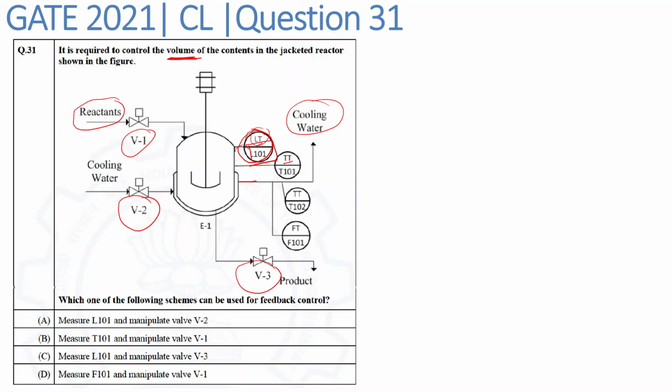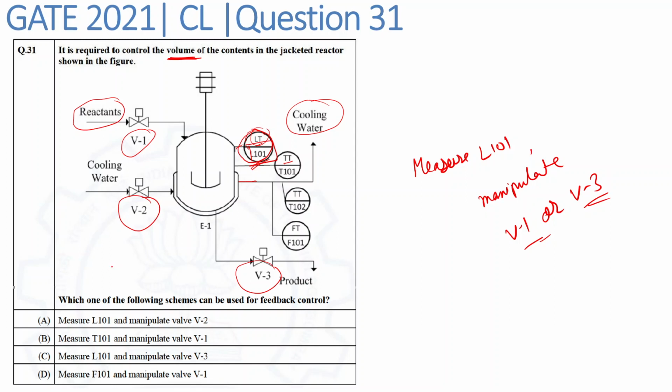So in order to control the volume of the reactor, we have to measure the volume by using this level transmitter, that is L101, and manipulate this valve V1 or V3, or we can do both, whatever is possible.